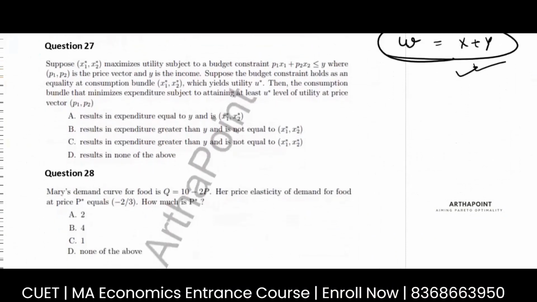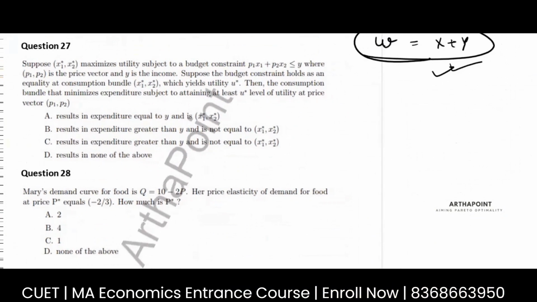Suppose x1 star, x2 star maximizes utility subject to the budget constraint, and the budget constraint holds with equality at this bundle. Now, the consumption bundle that minimizes expenditure is subject to attaining at least U dash level of utility. Okay.